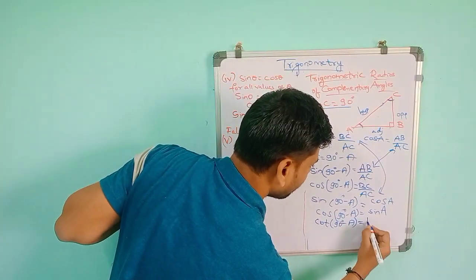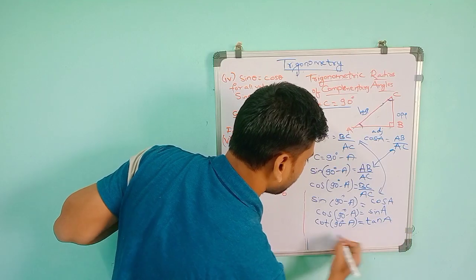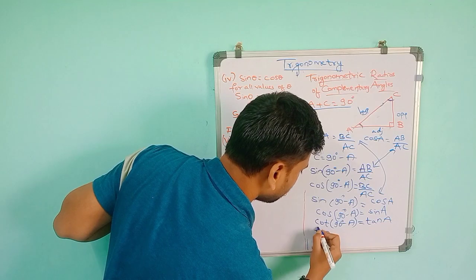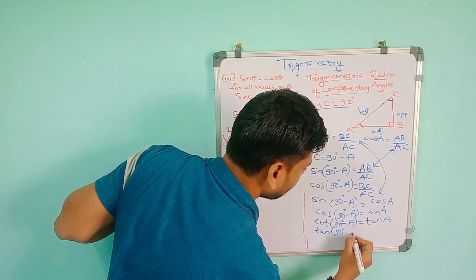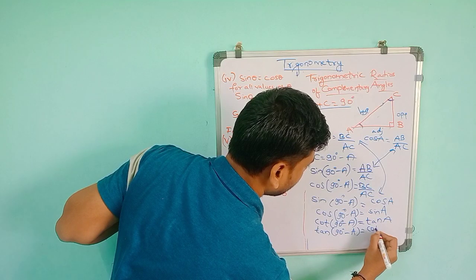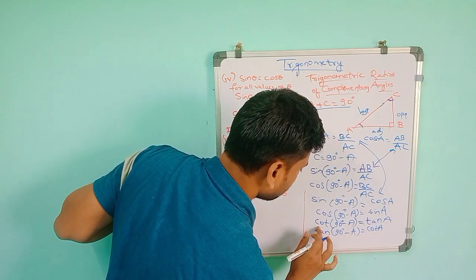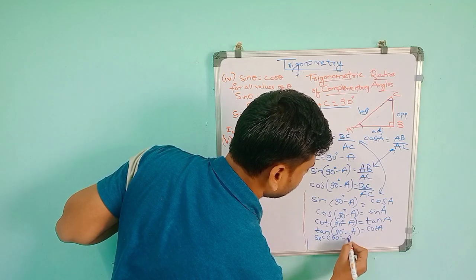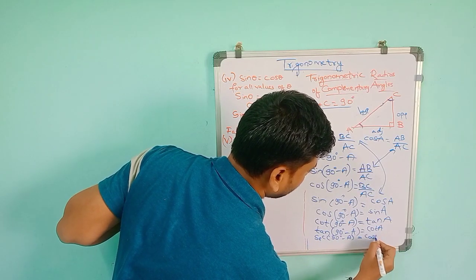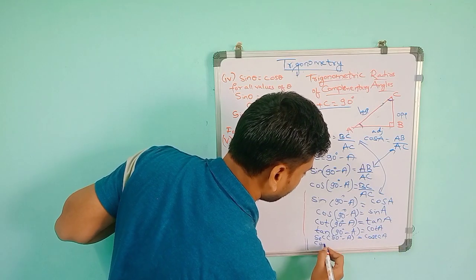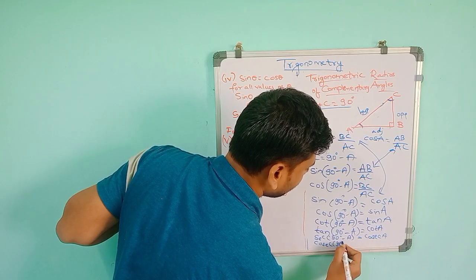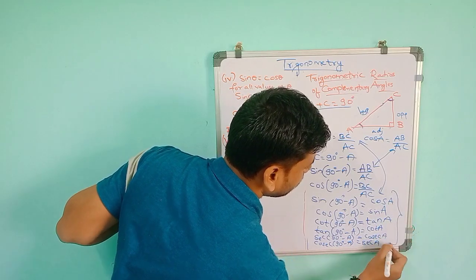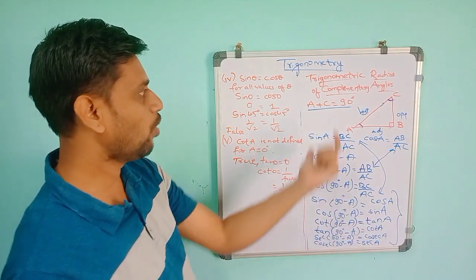Cot of 90 degree minus A is equal to tan A, because the reverse of cot is tan. Like that, tan of 90 degree minus A will be cot A. Like that, sec of 90 degree minus A will be cosec A, and cosec of 90 degree minus A will be sec A. These are the trigonometric ratios of complementary angles.